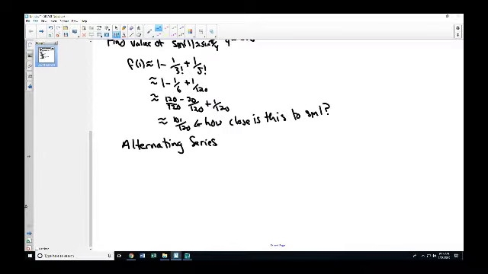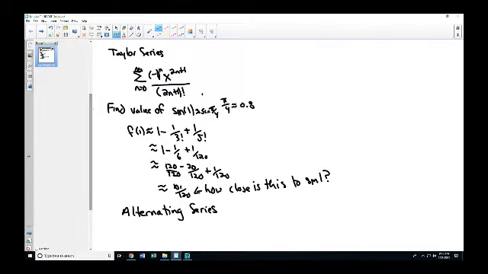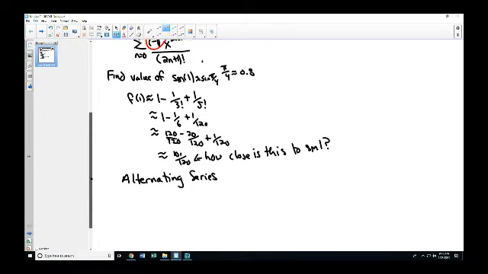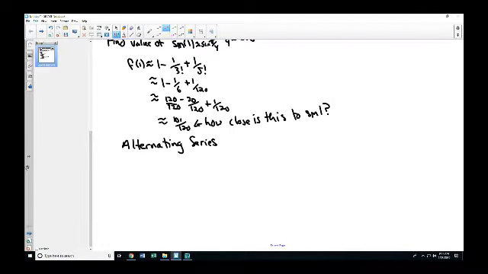Okay, because we have alternating signs. Remember I told you how to recognize alternating series. That right there. Correct? If you have an alternating series, the error is bounded by the absolute value of the next term.